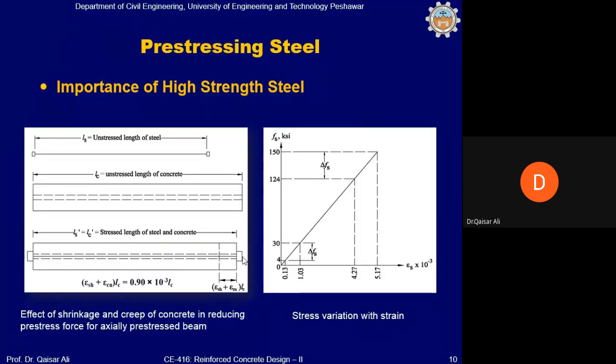You know that this pre-compression force is present in the beam due to the stretching of the steel bar. When the steel bar regains its original length, all of the pre-compression force will completely become zero. There will be no pre-compression force if the strain in steel which was produced before the pouring of concrete becomes completely zero. So then there will be no pre-compression force.